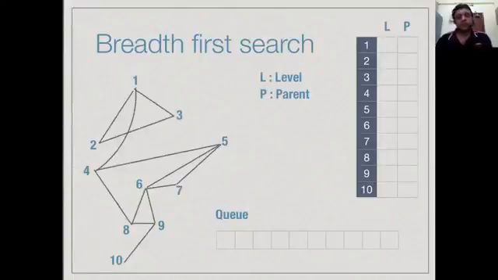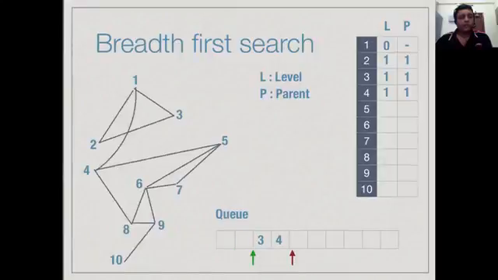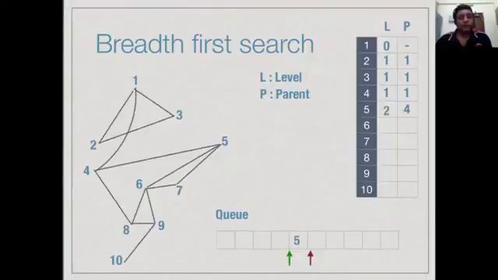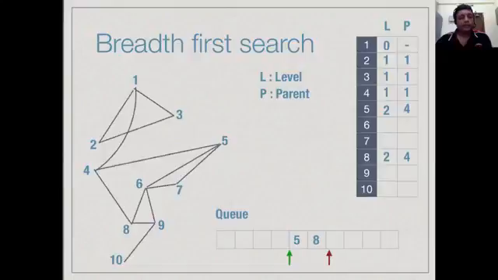So we can see how this works on our earlier example. As usual, we start with 1 and we mark its level as 0 and it doesn't have a parent. Now when we add 2, 3 and 4, all of them will be at level 1 and all of them will have as parent 1 because they were explored from 1. Then as before, 2 doesn't add anything new to our list. 3 doesn't add anything new to our list. Now 4 will add 5 and 8. For these two, the level will be 2 and the parent will be 4, indicating that I got to 5 and 8 from 4 in my exploration.